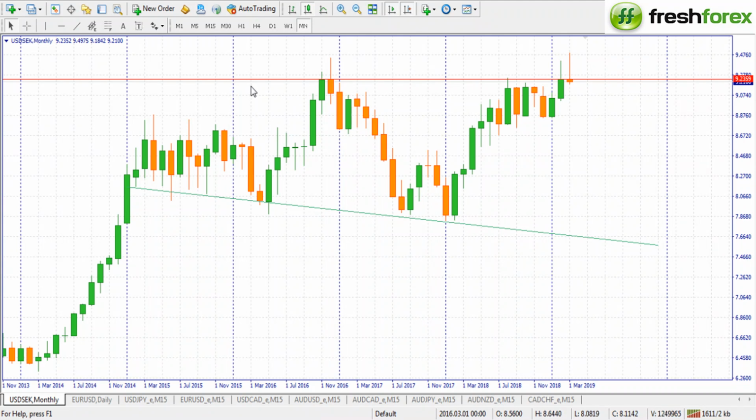So what this means is this, that the price was at some point here, it went up to that resistance.